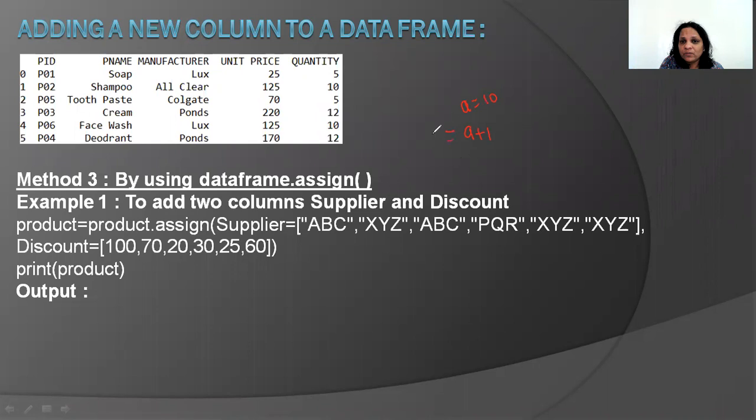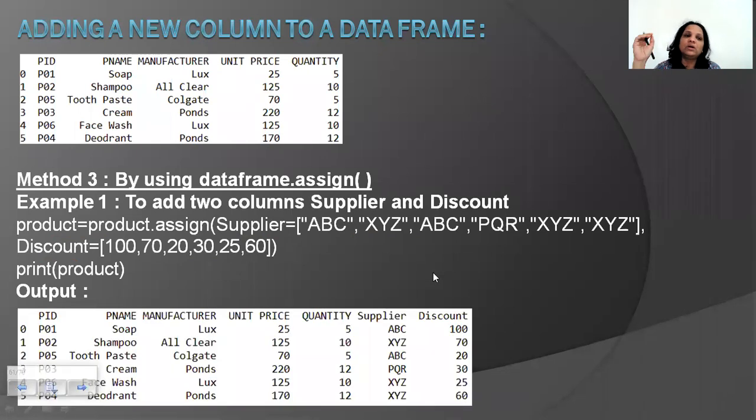But if I had written A is equal to A plus 1, what happens is it takes the value of A, adds 1 to it, making it 11. So the new value is 11, which I put back into A. So I'm updating A. Same is the case here. You need to write this line, product is equal to product.assign. Okay. And you give the first column name, the list of values for the first column, the next column name, and the next list of values for the next column. So what exactly happens in this scenario is both these columns get added to the data frame.